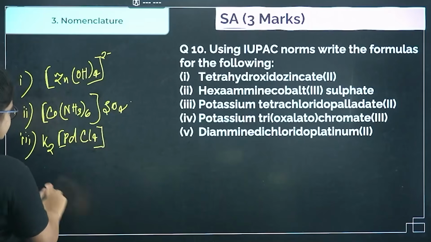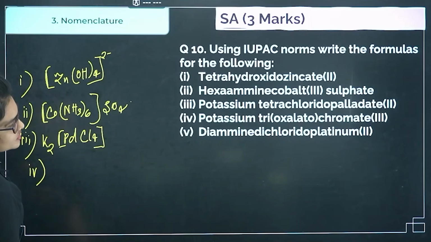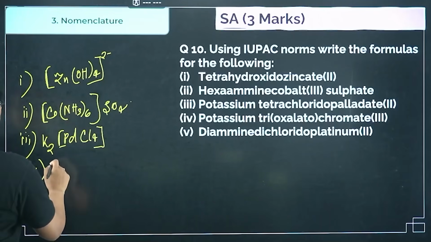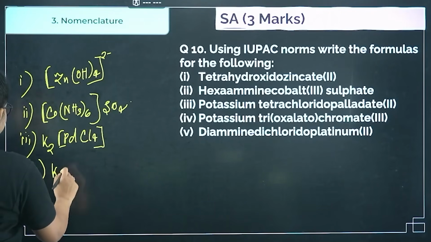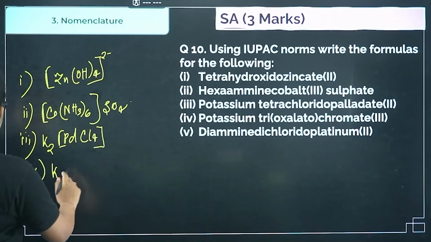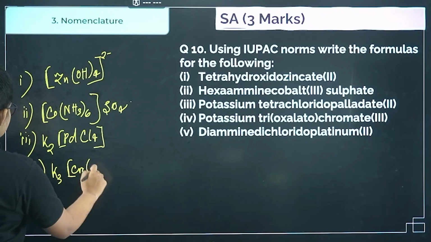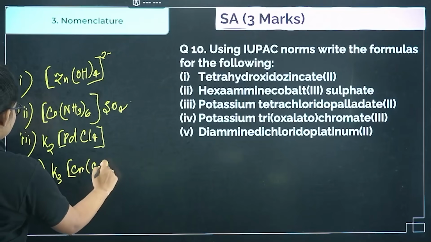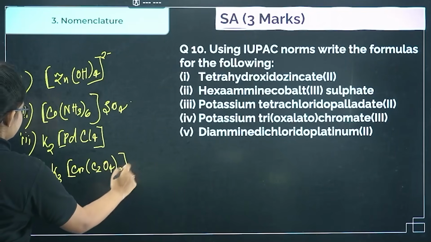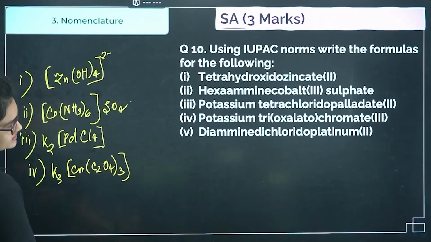Okay, that's it. Next, the fourth one, potassium trioxalatochromate(III). Chromate(III) means the oxidation state must be 3, so K3 Cr, trioxalato, C2O4 whole thrice. Chromium also has oxidation state 3.